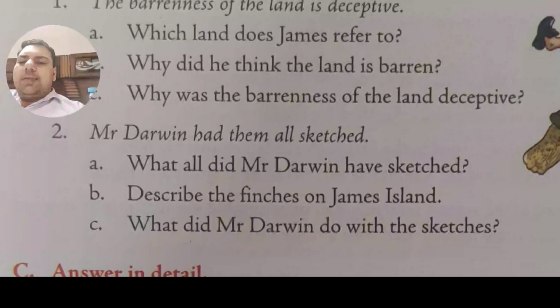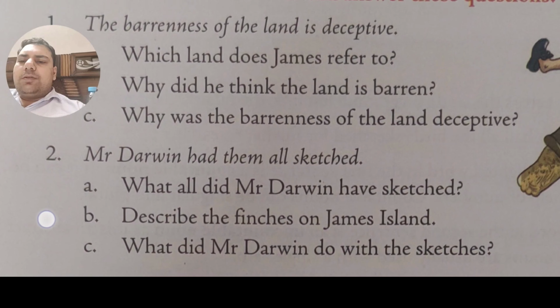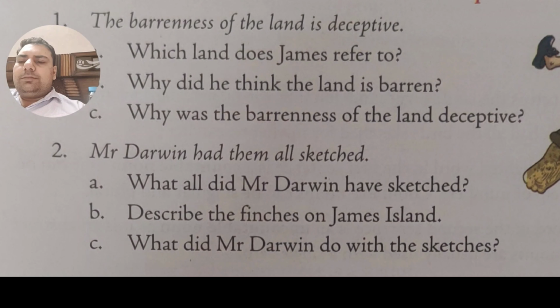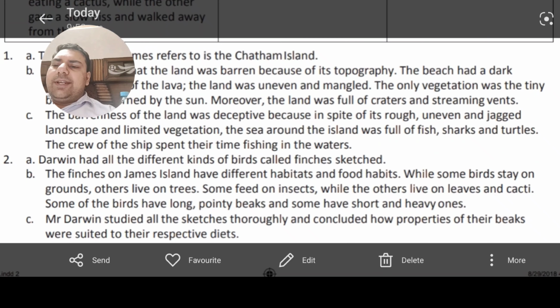Now let's come to the second part of B. Mr. Darwin had them all sketched. So this is the line which is taken from the lesson. Now the first part is A. What all did Mr. Darwin have sketched? So you can see over here, second A part, Darwin had all the different kinds of birds called finches sketched.